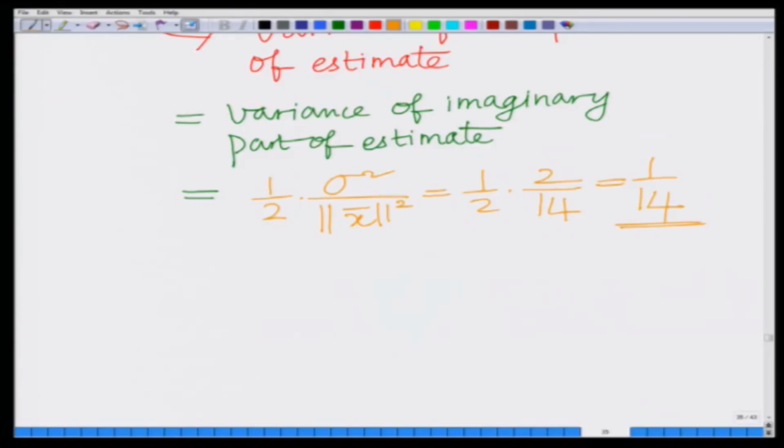So, what we have seen is a simple example in which the net variance of the estimate of the complex parameter is basically 1 over 7, and the variance of each of the real and imaginary parts is equal to half of this net variance, that is half of 1 over 7, that is 1 by 14.